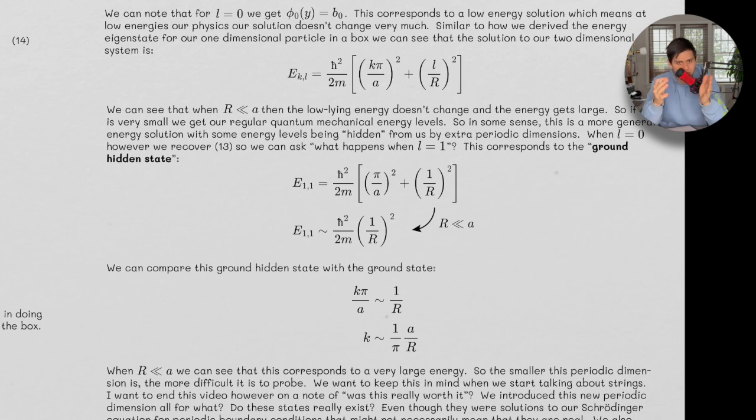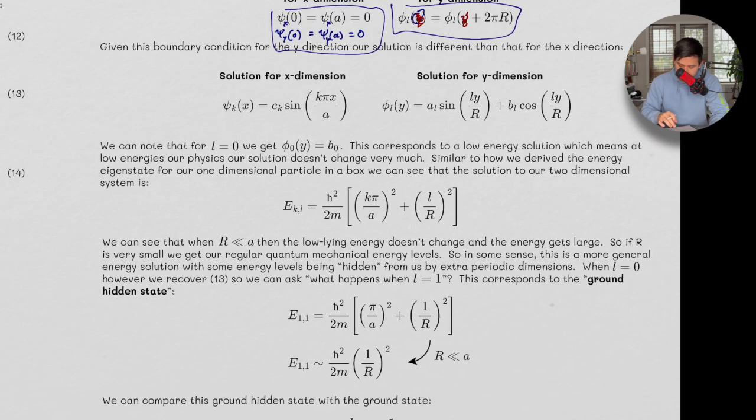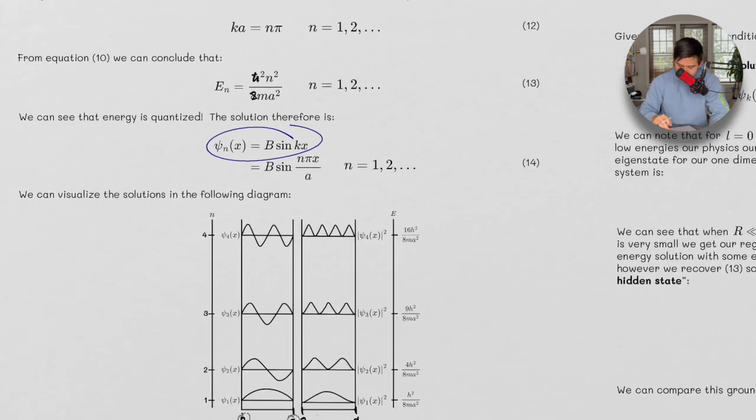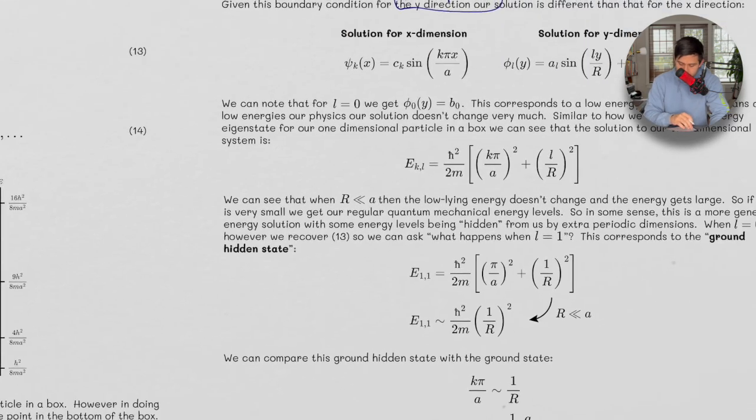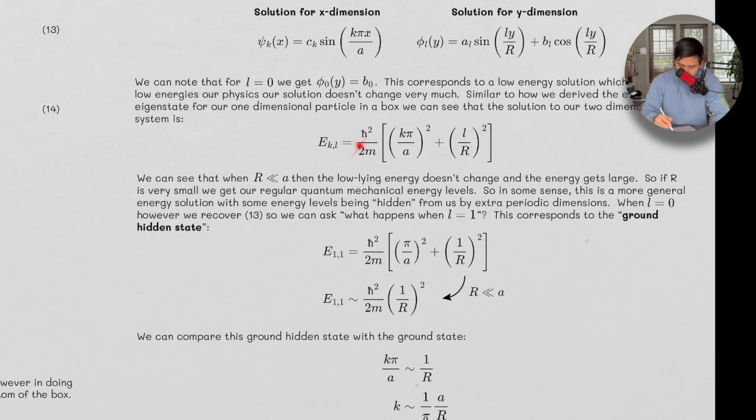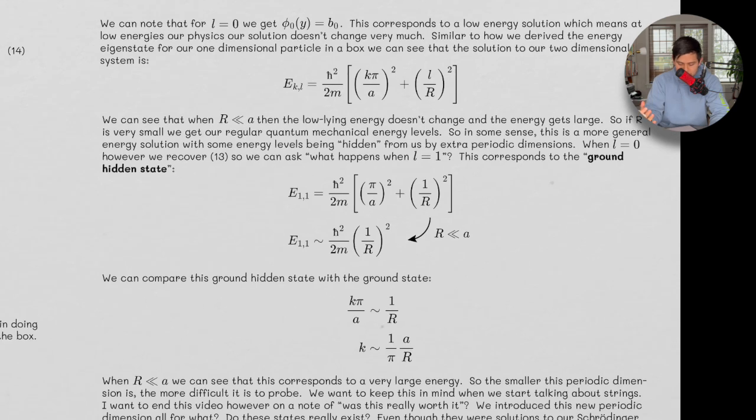Okay, this is getting a little bit weird, but let's keep on going. So if R is very small, we can get our regular quantum mechanical energy levels. So in some sense, this is a more general energy solution with some energy levels being hidden from us by extra periodic dimensions. When L is 0, however, we recover equation 13. And equation 13, that's what I just said right here, right? So when this bit is 0, this whole thing goes to 0, and we just get equation 13. So we can ask what happens then.